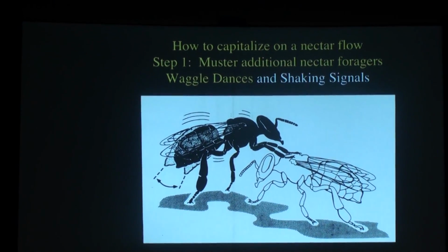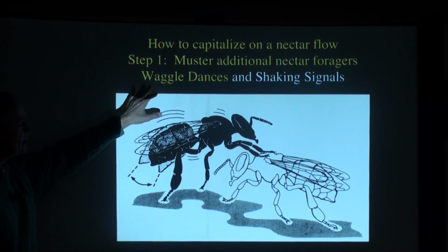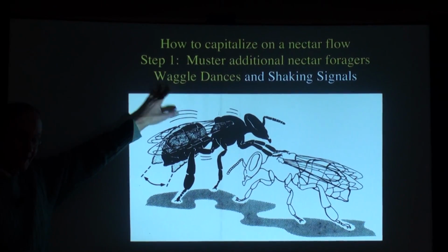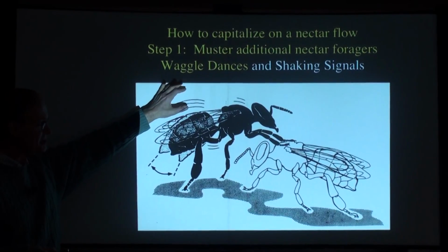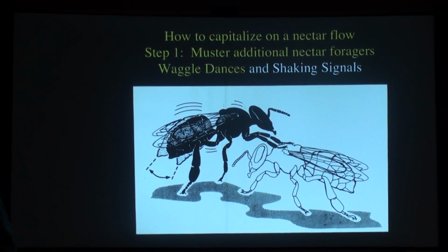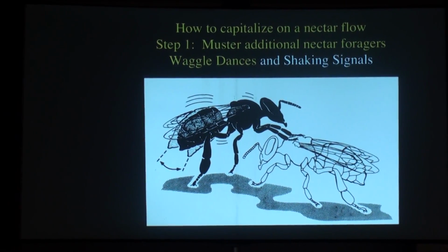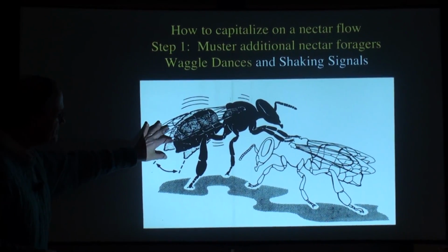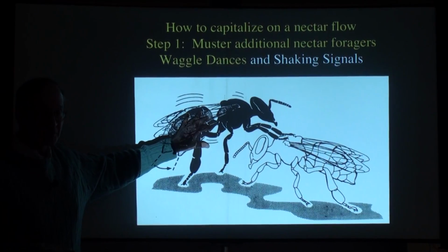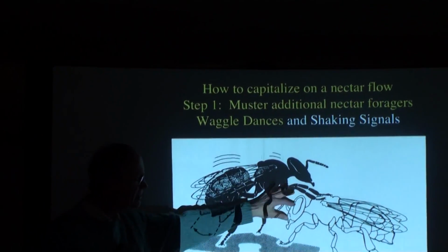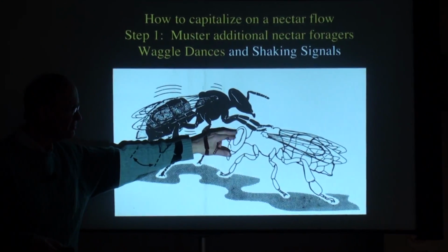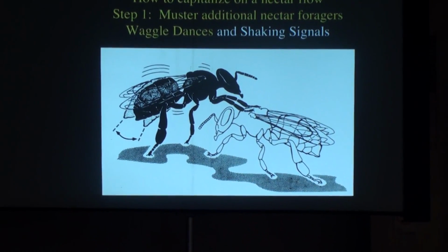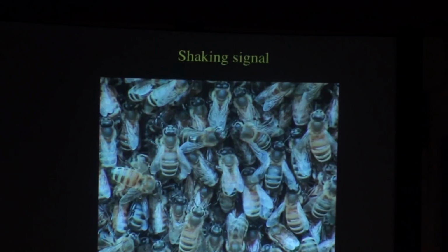Well, still at step one, the point I want to make here is that to muster additional nectar foragers is not simply a matter of doing waggle dances. There's another signal the bees use to do this, and it's very, very important. It's called the shaking signal. And it involves a successful forager coming into the hive, grabbing other bees with her forelegs and shaking those other individuals. Let me show you a video of what the shaking signal looks like.